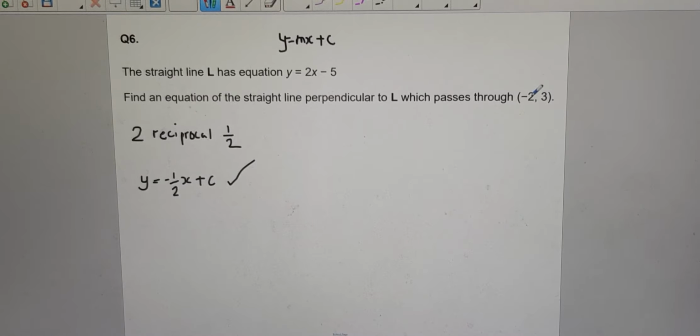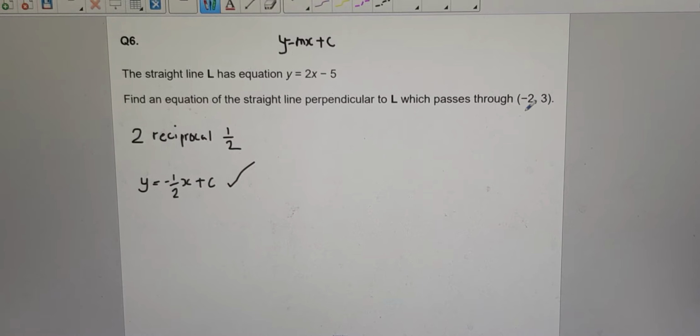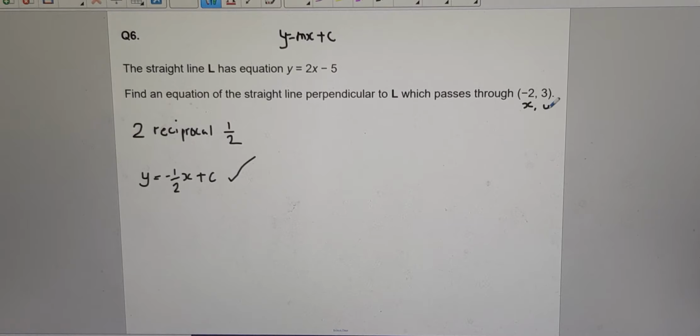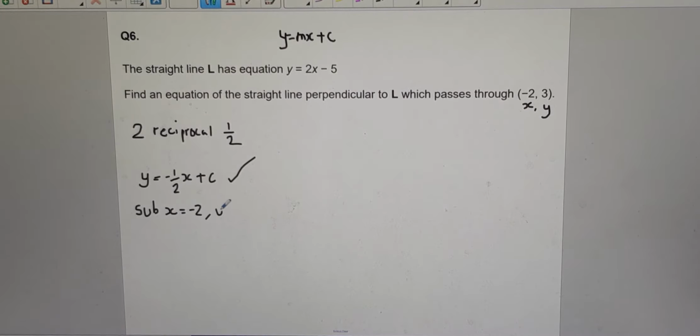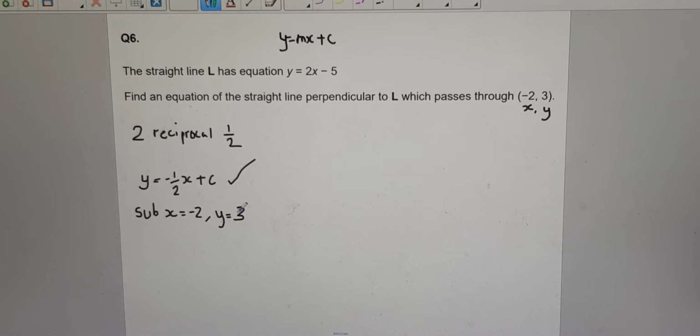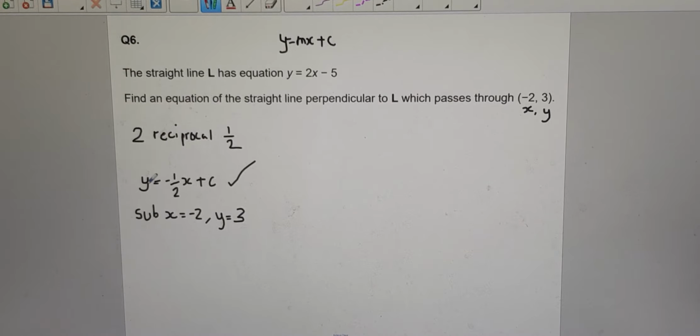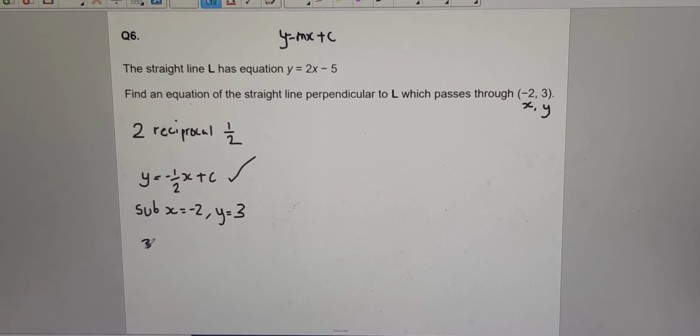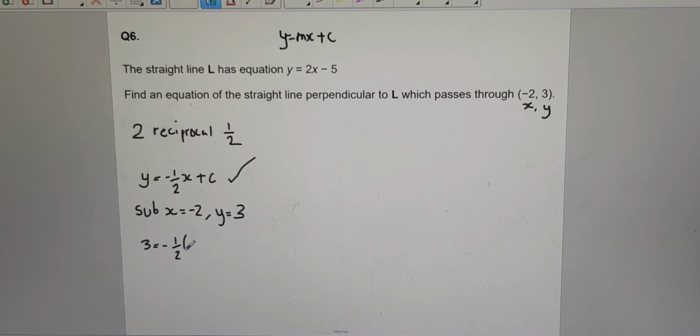A really good question someone asked me: I get it when there's a 0 there, because then that is just my y-intercept. In the event that that's not 0, then you have to substitute in these two values. This is my x value, negative 2. This is my y value, 3. So I'm going to substitute x equals minus 2 and y equals 3 into this equation above. Instead of y, I'm going to put 3, equals negative 1/2 times x, and my x value from the coordinate is negative 2, plus c.